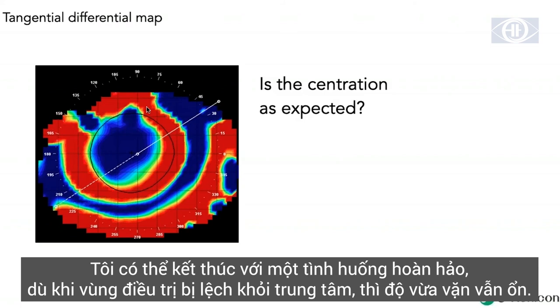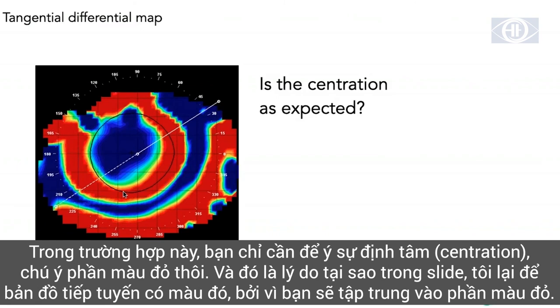So in this case, blue is the noise over here. You only focus on the centration, only on the red part, and that's why in the slides I show you the tangential map red colored. So you have to focus on the red part. But in this example, it's okay as well.